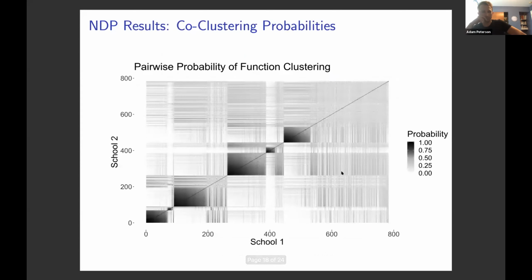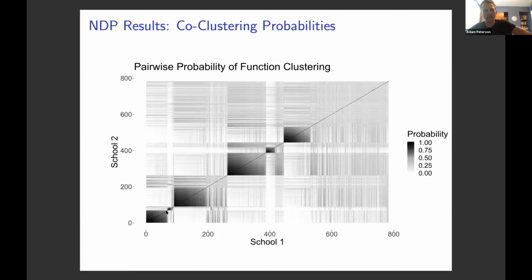Let's start looking at the results. The first plot I'm showing you here is that pairwise probability matrix that I mentioned on the Bayesian kernel machine regression slide. What you're seeing at a given intersection between School 1 and School 2 is the probability that School 1 is co-clustered with School 2. So the darker the cell, the higher the probability that they're co-clustered, and the lighter the cell, the lower the probability. And you can see along this diagonal, the diagonal is 1 because every school has a probability of 1 of being clustered with itself.